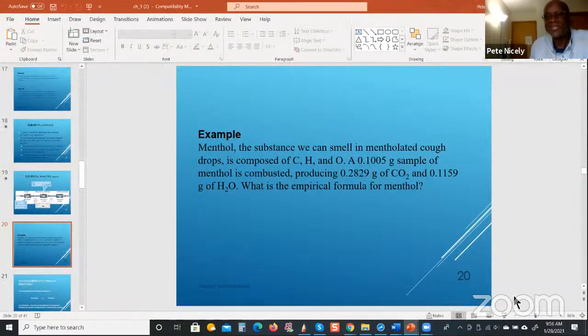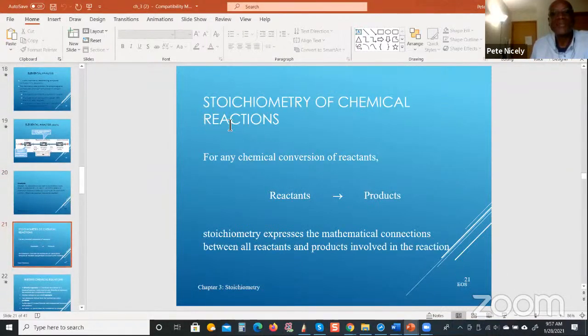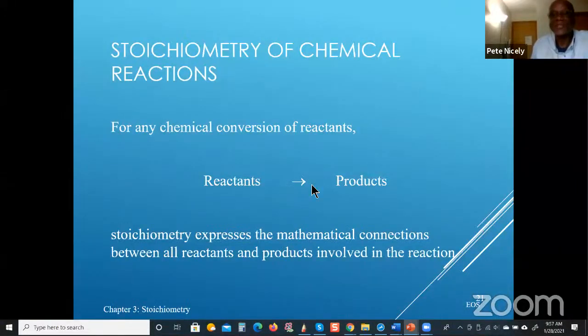What I'm just going to do is continue with the rest of our lecture today. The next thing we're going to talk about is stoichiometry, which is what this chapter is all about. In any chemical reaction, it comes down to identifying what the reactants are and what the products are. We can represent it using an equation where the reactants are typically on the left side and the products typically on the right side.